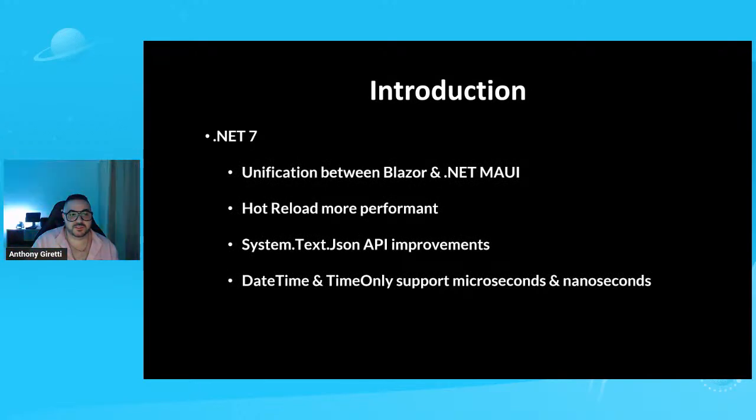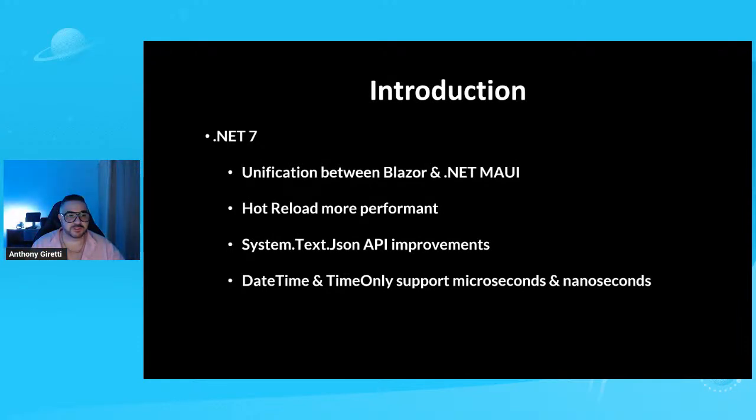What's new in .NET 7 in highlights? As you may have heard, the unification between Blazor and .NET MAUI should have been made in .NET 6. Finally, it has been shipped with .NET 7. They encountered many issues, many bugs, so they delayed it to .NET 7. A new feature that we all discovered with .NET 6 is hot reload. Now, hot reload is really more performant, really faster.